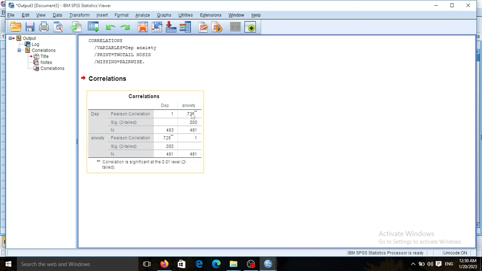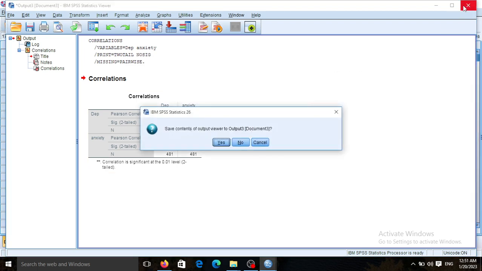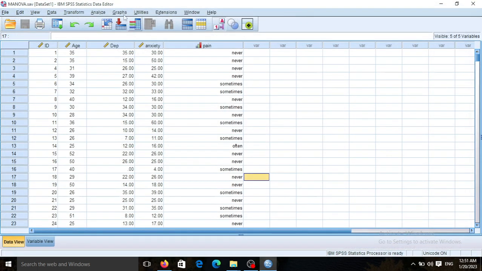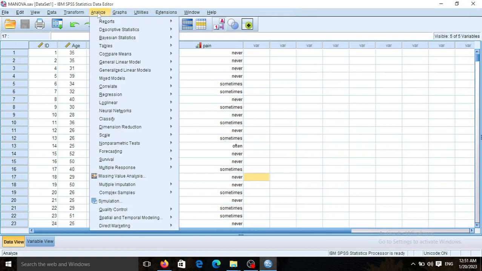a robust correlation between depression score and anxiety score, and my p-value is also significant. You should remember this number. It is important for us in the later stages. And I close this window, and I then run the final analysis.